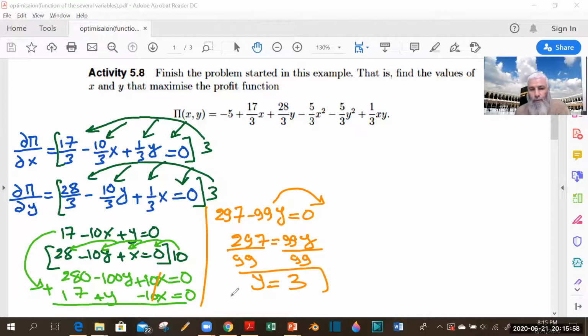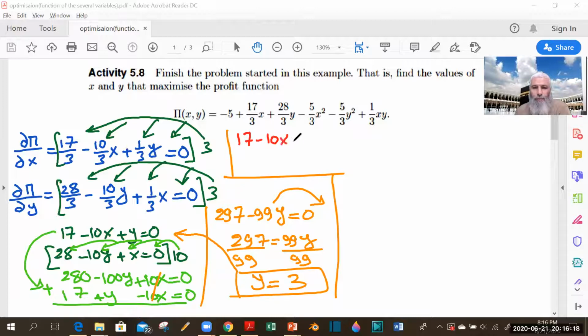Y equals 3. Now we will substitute y in any function. Let's say this function. So 17 minus 10x plus 3 equals 0. So this is negative 10x plus 20 equals 0. This 20 can come here. Negative 10x equals negative 20.